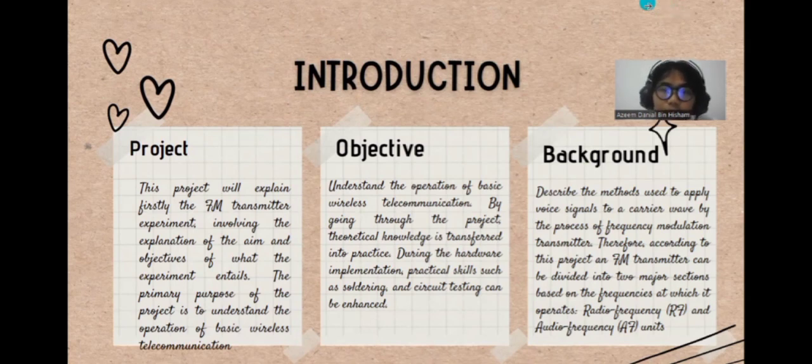What is the background? We want to use a method that applies a voice signal to a carrier wave by the process of frequency modulation in the transmitter. According to this project, the FM transmitter can be divided into two major sections based on the frequencies at which it operates, the radio frequency and the audio frequency units.